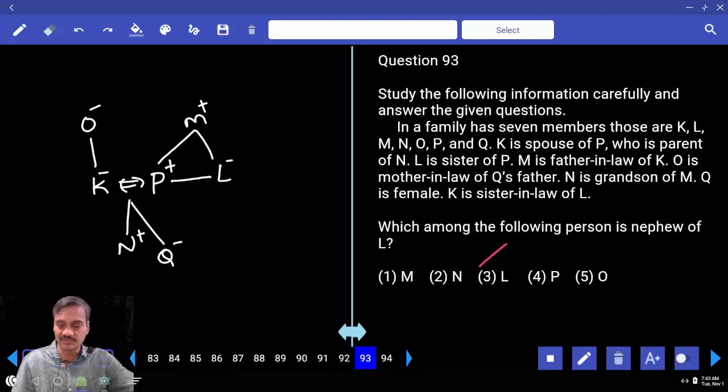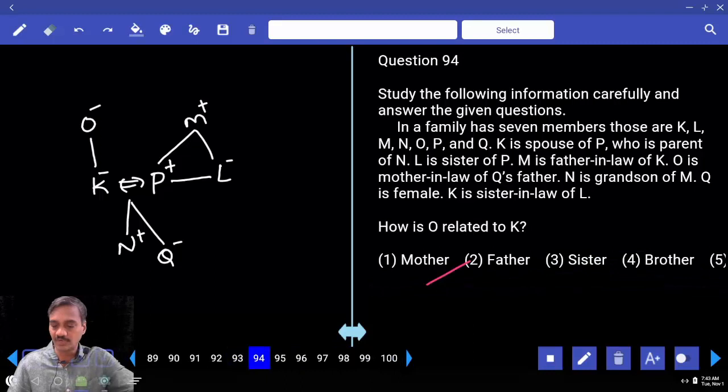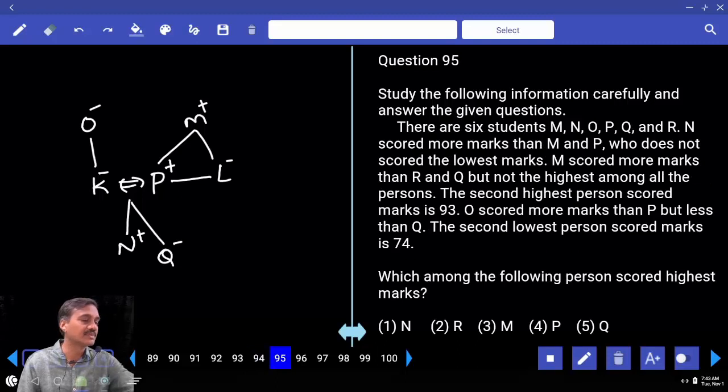Q ki grandfather M, that is choice 3. And 93, which of the following persons is the nephew of L? L ki nephew N, that is choice 2. And 94, how is O related to K? O is the mother of K. Mother, that is choice 1, 94. Done with this?